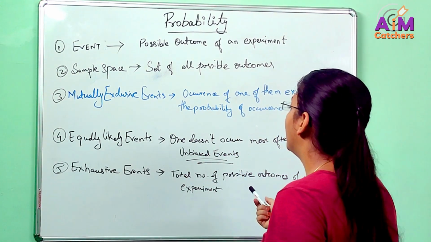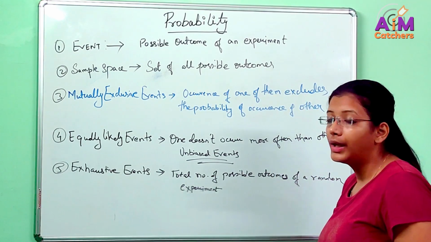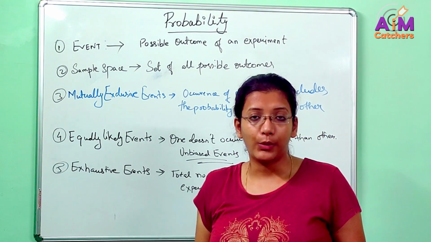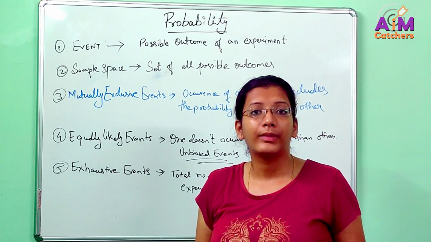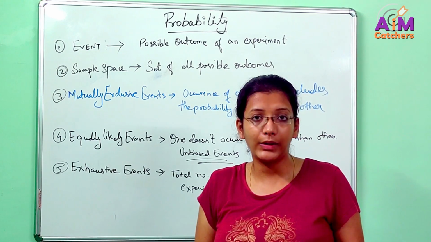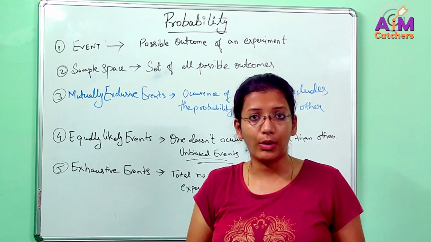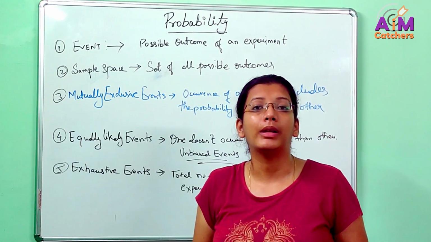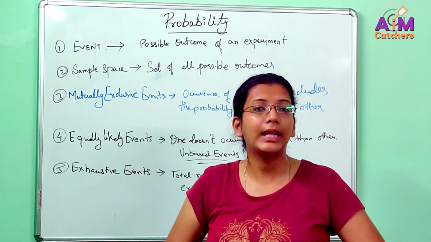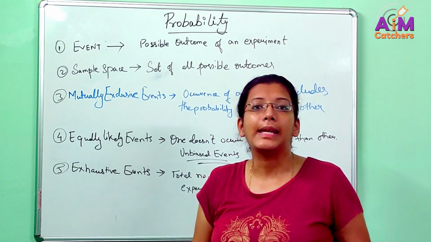Equally likely events. What do we mean by equally likely events? One doesn't occur more often than the other. Equally likely events means the chance of occurrence of whatever events are possible in an experiment is the same. Like getting a head or a tail is the same. The probability of getting head is 1 by 2 and tail is also 1 by 2. They are the same. That is equally likely events, that is, they are unbiased. The probability of getting each event is the same.